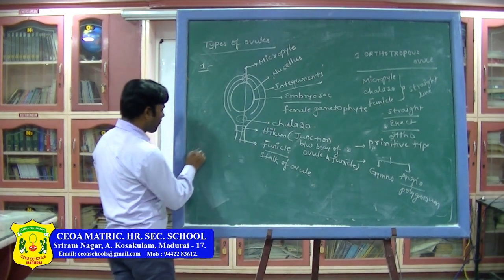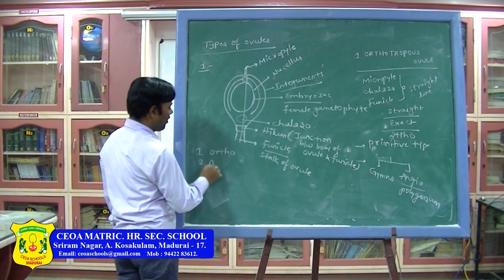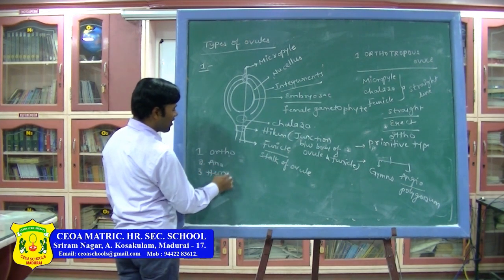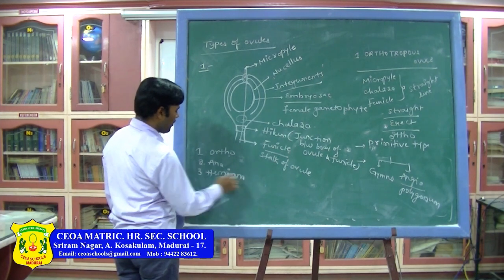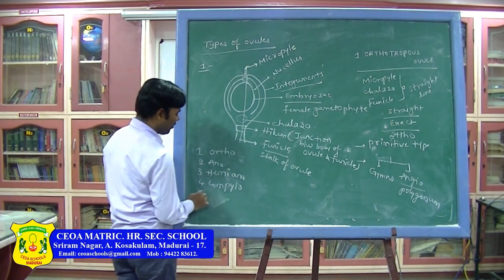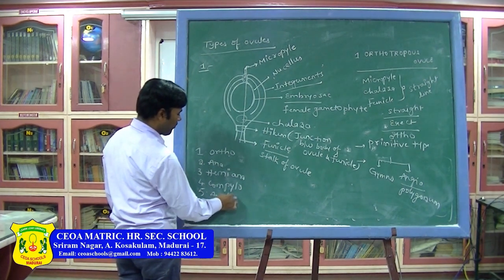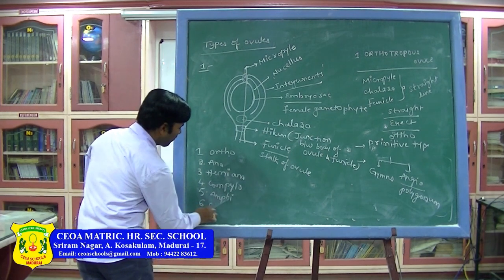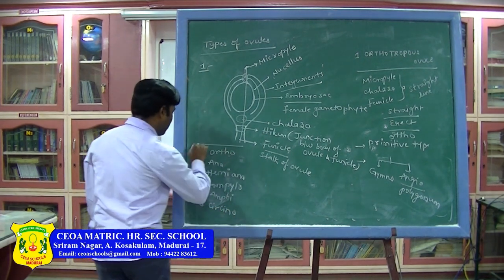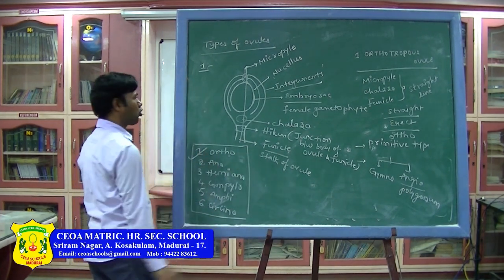How many types of ovules are there? Orthotropous ovule is there. Next, anatropous. Next, hemianatropous. Next, campylotropous. Next, amphitropous. Next, cercinotropous. There are 6 types of ovules present, but now we have finished orthotropous.